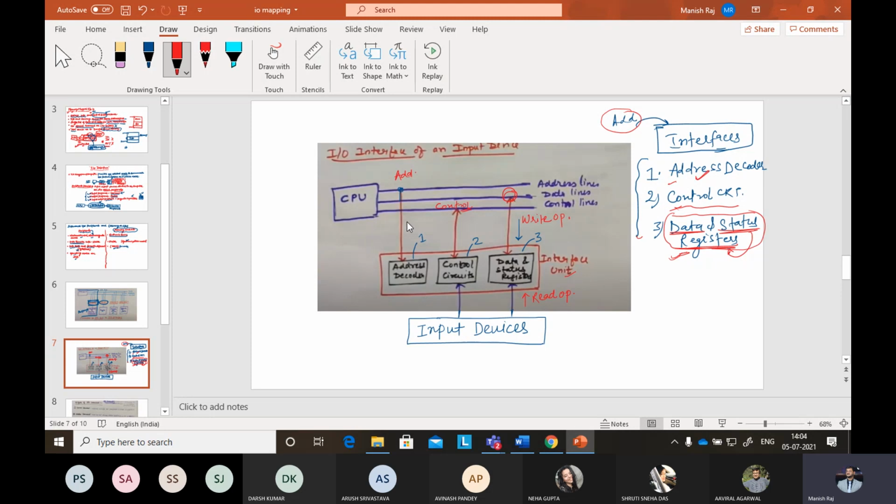So what is present in the interface is clear. On the basis of three types of buses, there are three types of circuits here. This is the interface unit. In the interface unit, the address decoder is present, the control circuit is present, and the data and status registers are present. Is it clear? This part is clear?